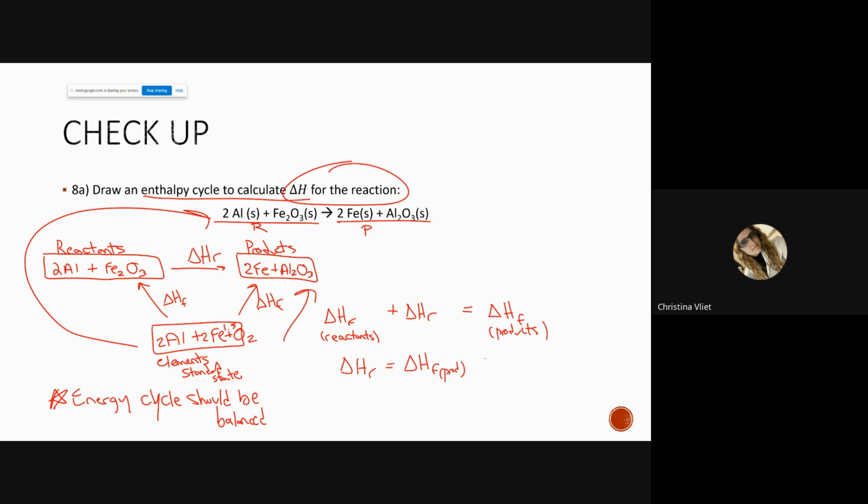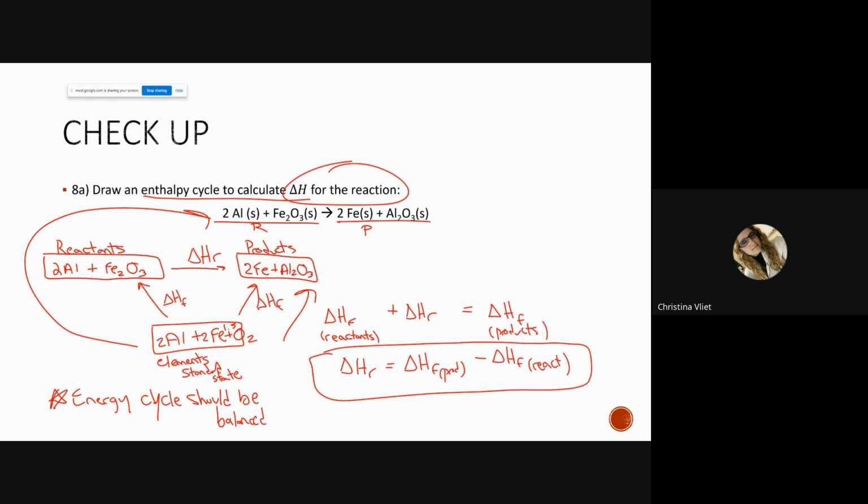Because we keep getting the same answer over and over. Again, you can just memorize the equation. So this is the equation we're going to use to solve. To find the enthalpy of reaction, we're going to need the enthalpy of formation of our products and the enthalpy of formation of our reactants.